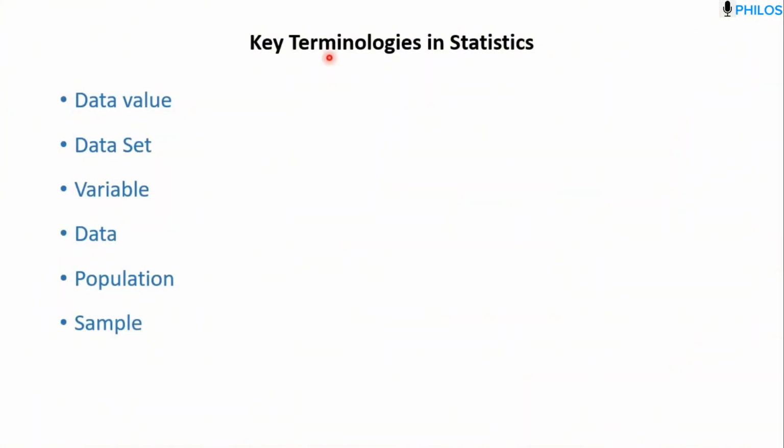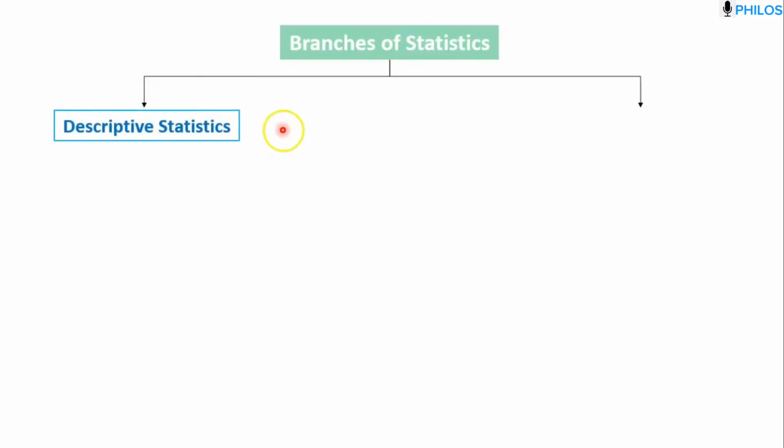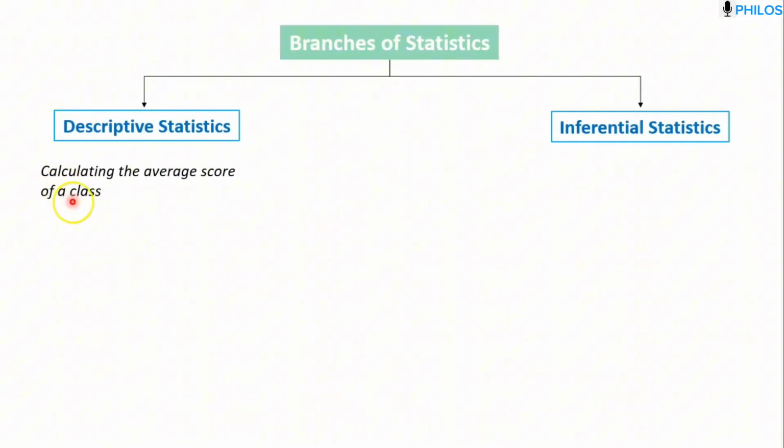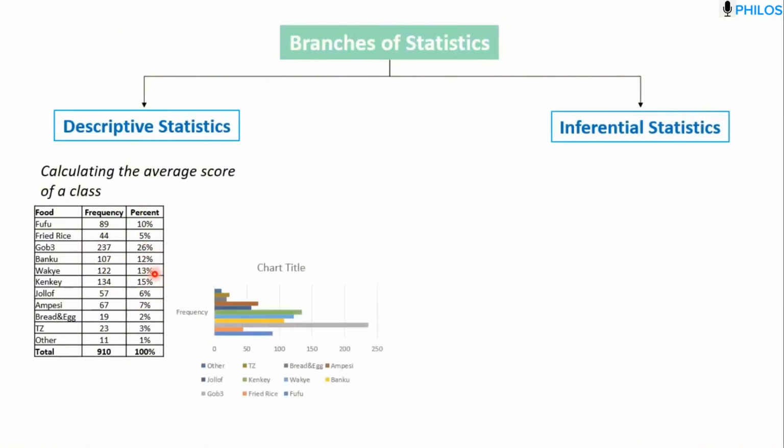Okay. So let's look at branches of statistics. We have two branches of statistics. The first one is descriptive statistics, and the other one is inferential statistics. Now, descriptive statistics is a branch of statistics that focuses on summarizing and organizing data to make it easier to understand. For example, calculating the average score of a class. Another example is finding the percentage of students who take a particular food for lunch and creating a bar chart to show the survey results.